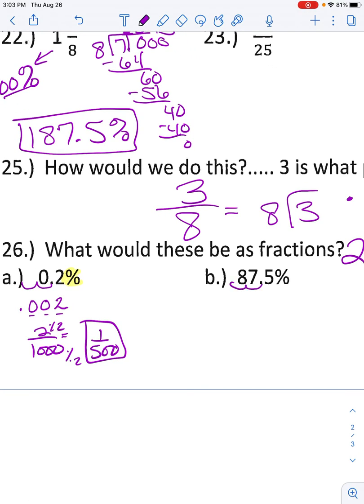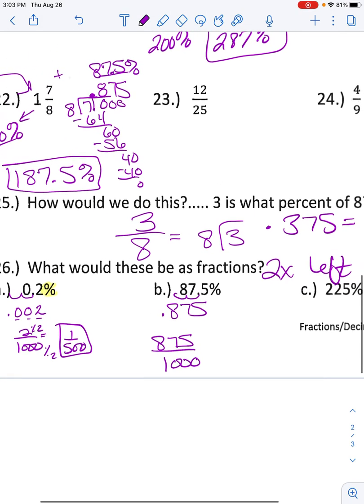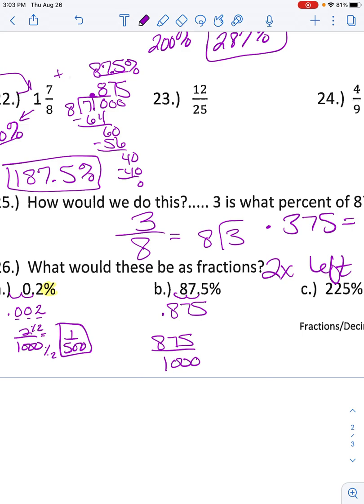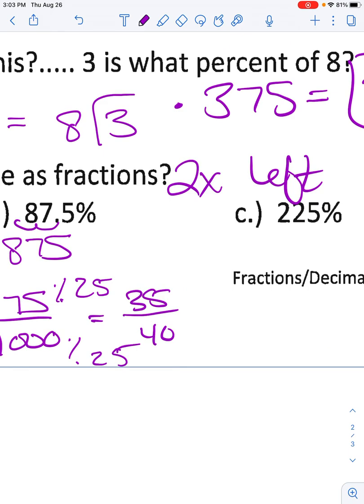What about 87.5%? Okay, again, move it twice to the left. That says 875 thousandths. We're trying to write these as fractions, right? And then you would divide. I'm pretty sure 25 goes into both of those. I'm going to use my calculator to save some time. We have 35 on top, and 1,000 divided by 25 is 40, and then that would simplify to 7/8 if you divide by 5 again.